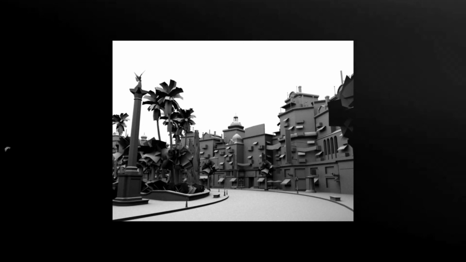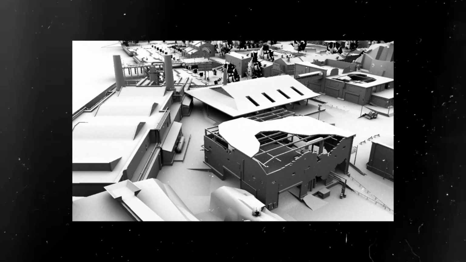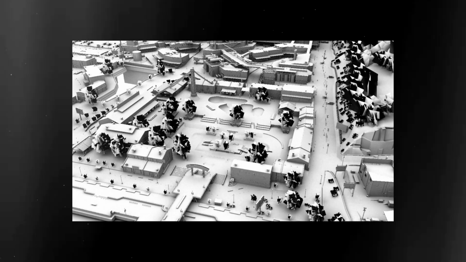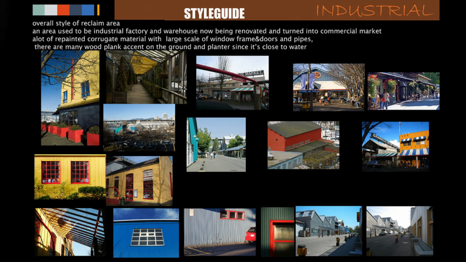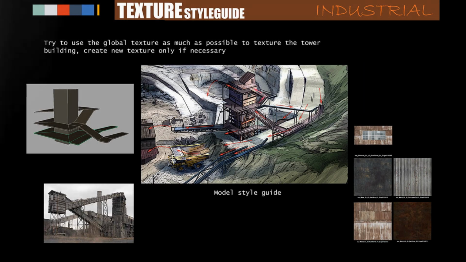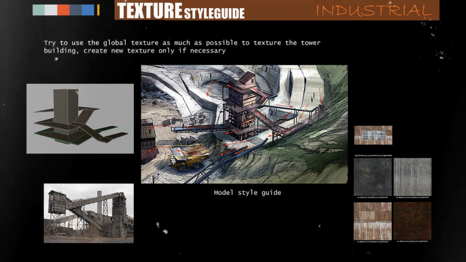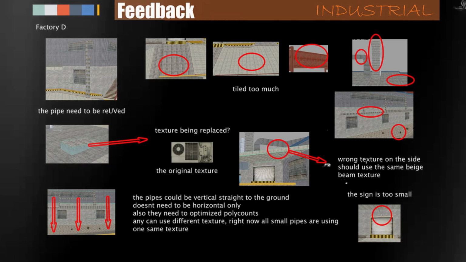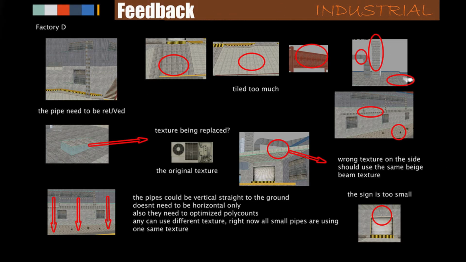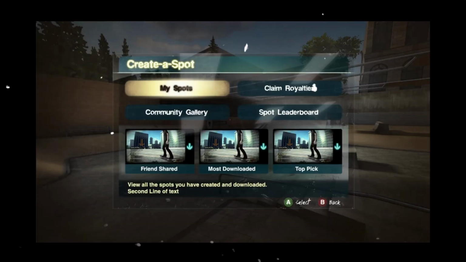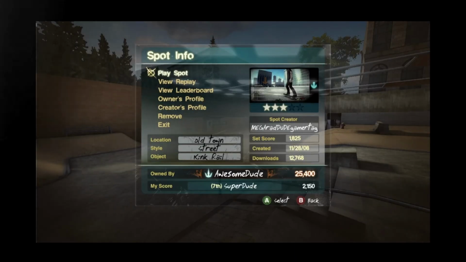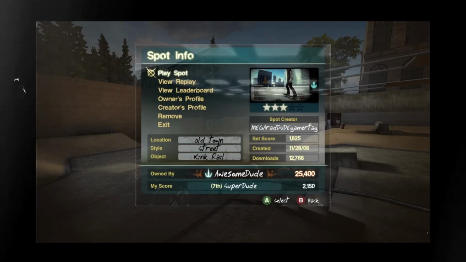Here are some examples of the Skate 3 map in its early stages. You can see the wireframe of the map and images of it being completely untextured. This shows the planning that was put into creating the industrial district, such as references taken from real life, choices and examples of materials, and some feedback explaining why things need to be changed. Skate 2's creator spot, with the only noticeable difference being the thumbnail, as the image is from Skate 1.